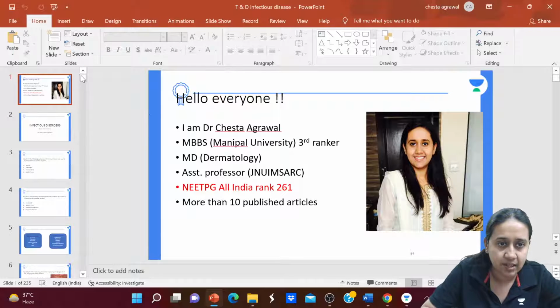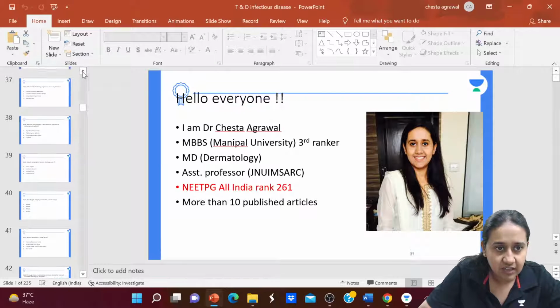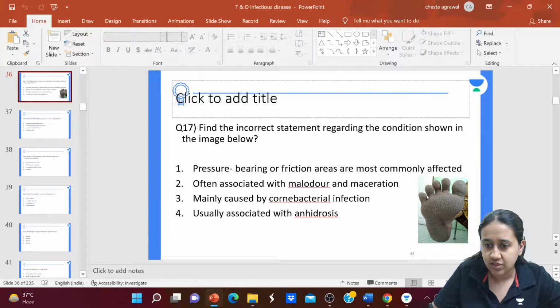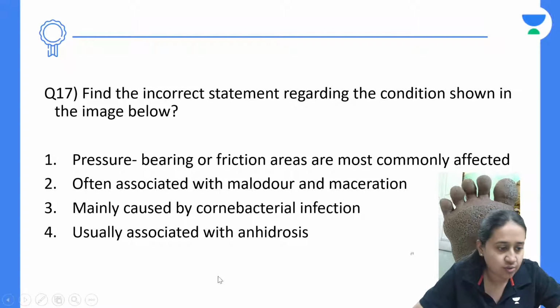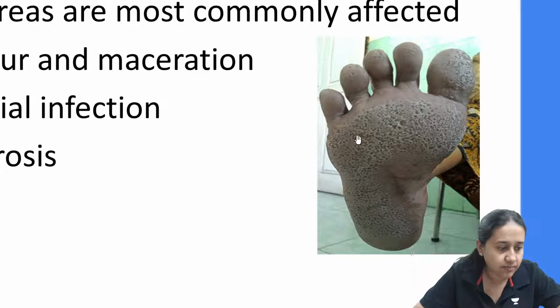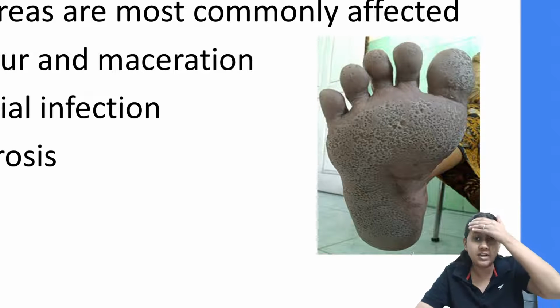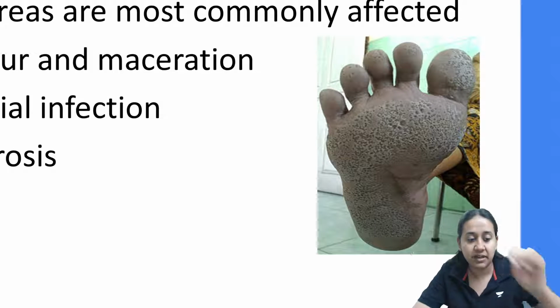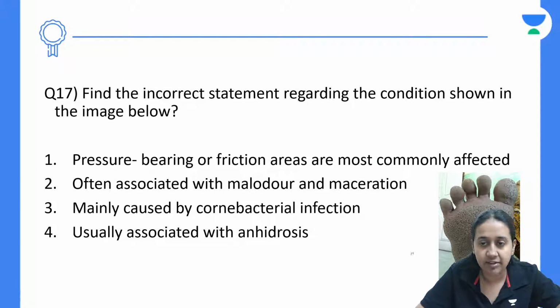We have a very interesting set of MCQs based on a lot of important facts. Starting with the first question of today's session: find the incorrect statement regarding the condition shown in the image below. Let me very quickly show you the image first. So this is the image. I hope I am audible and visible to all of you. This is the image of the patient's foot. You have to tell me which of the following is the incorrect statement regarding the condition shown in the image.